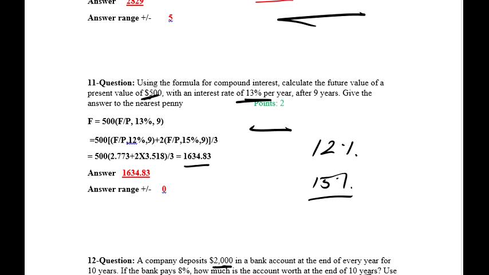You get the values for 12 percent and 15 percent. You don't have the value for 13 percent, so you have to interpolate and then take the average. For 13 to 15 there is a difference of 2, so that is why I am multiplying here with 2. So 2 times F/P, 15 percent, 9, and from 12 to 15 there are 3 values in between, so you have to get the average by dividing by 3, and you get the value as 1634.83.